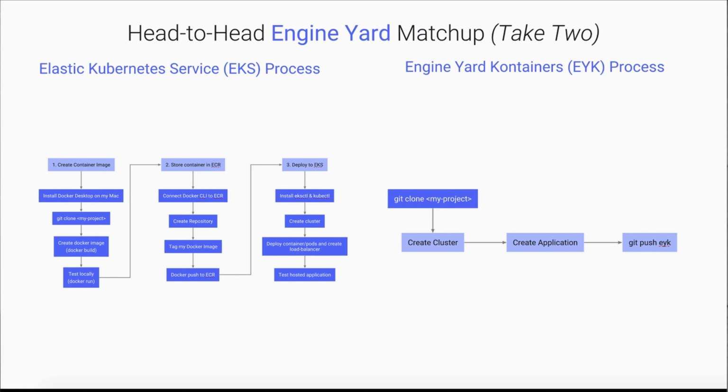Okay, the head-to-head Engine Yard matchup. On the left-hand side, this is the process that I went through to deploy that container on EKS that I was talking about. That's quite a few steps, right? I'm going to walk you through each one of them, though, have no fear. On the right-hand side is the EYK process. Pretty simple. I'll show you that as well.